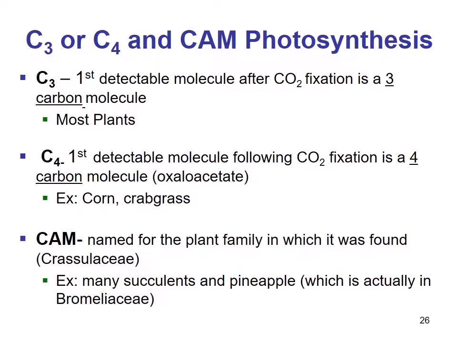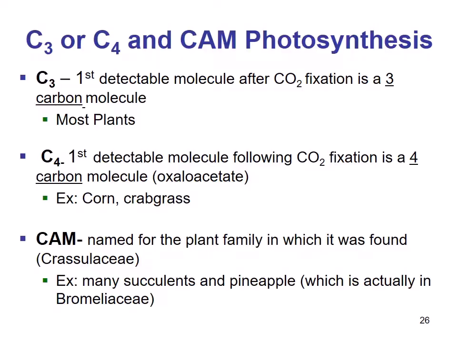C3 plants are named because the first detectable molecule after carbon dioxide fixation is a 3-carbon molecule, right? C3, 3 carbons. Most of the time when you think of plants, you're thinking of a C3 plant. C4 plants are named because the first detectable molecule following carbon dioxide fixation is a 4-carbon molecule. So corn, crabgrass, those are examples of C4 plants.